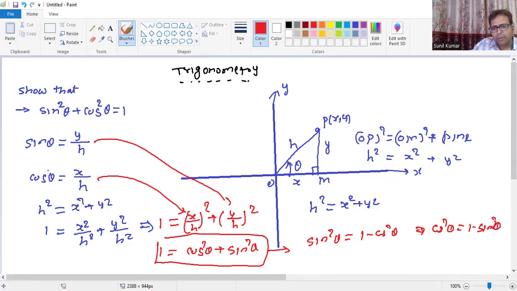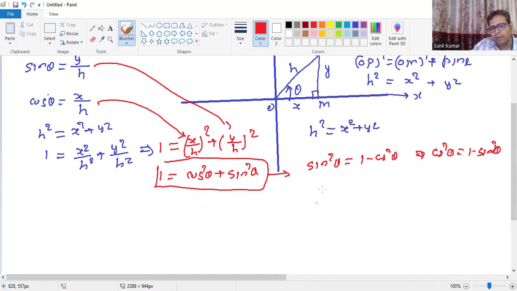If we use this Pythagoras concept, or you can say this right angle triangle, we can show this one also by using h square, x square and y square. Okay, so to prove this one, we can see here we have h square equal to x square plus y square. So what can we do here? We can write x square equal to h square minus y square.